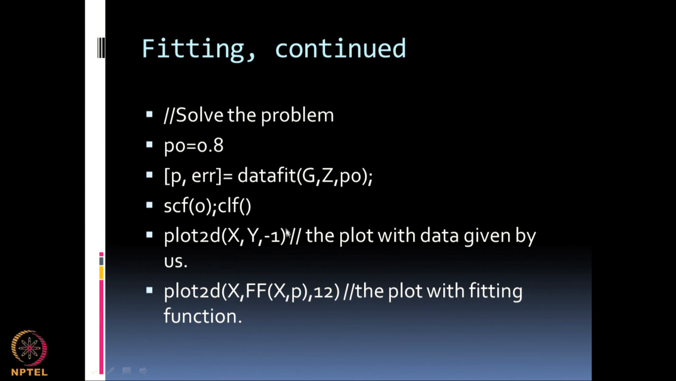So, the first plot is to plot x and y, and the second one is to plot your x and the fitted function, and the third argument in that plot function tells you what kind of plot you have. Suppose you want stars for your data points, you will give some number, you want some other symbols. So, the third variable in the plot gives you how I should identify the data. So, we will execute it shortly.